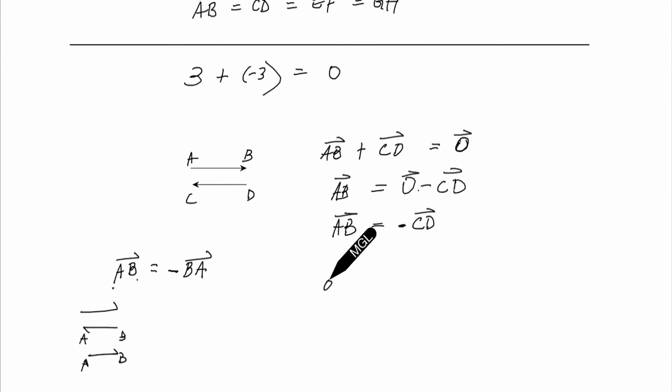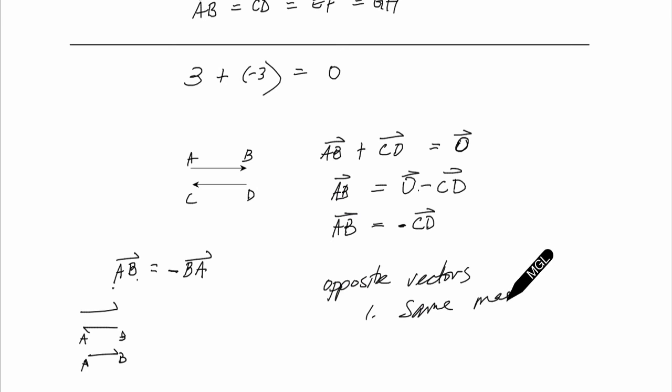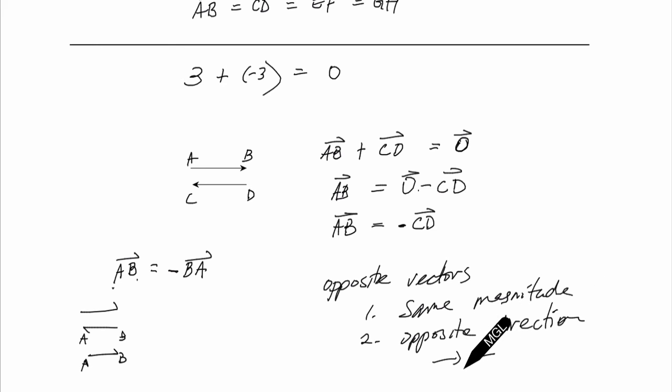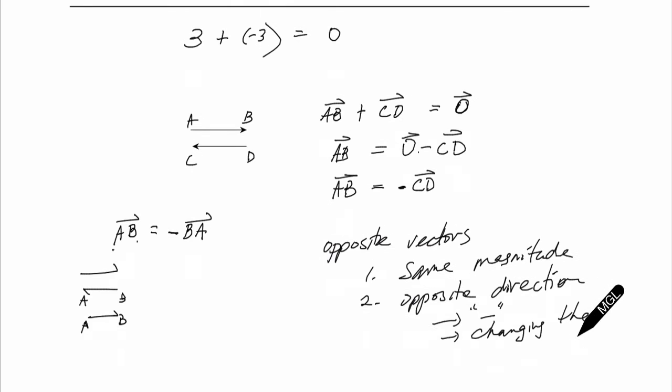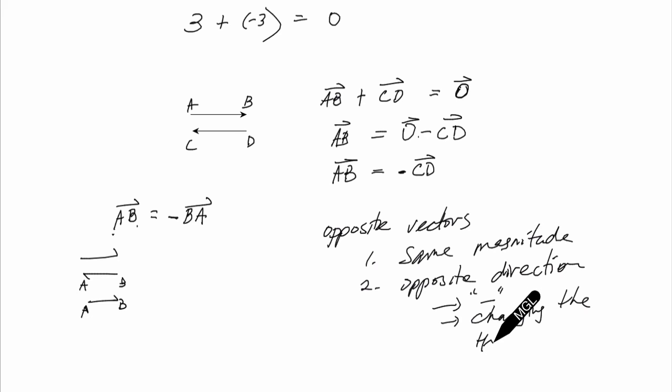In summary, opposite vectors have the same magnitude. The magnitude does not change, but what they do have is opposite direction. And it's usually denoted by a negative or by changing the head and tail location.